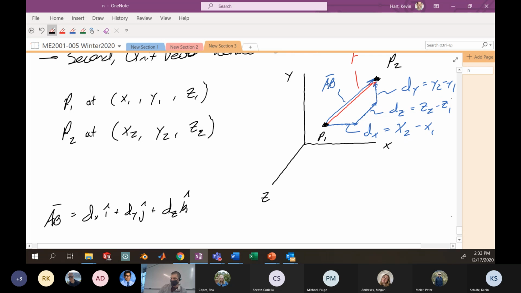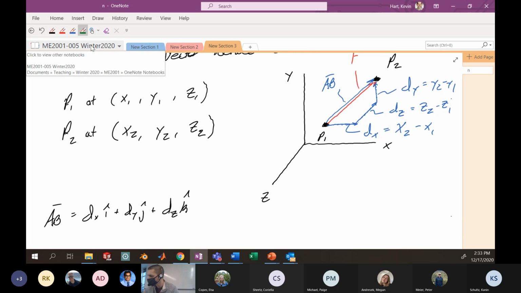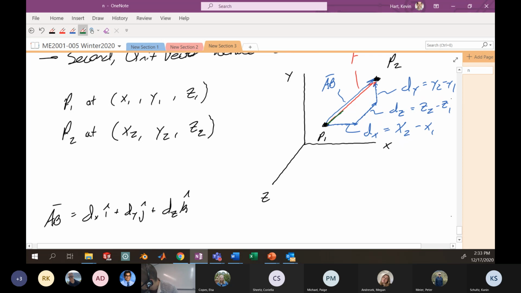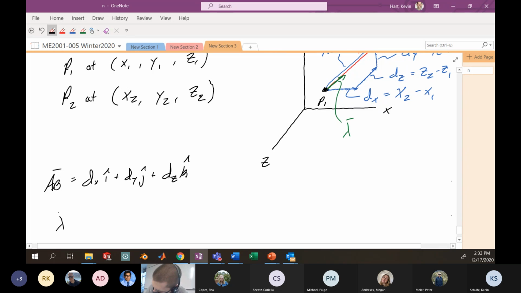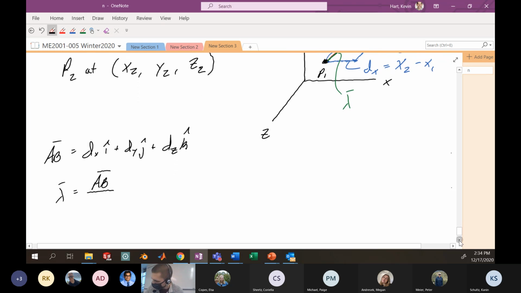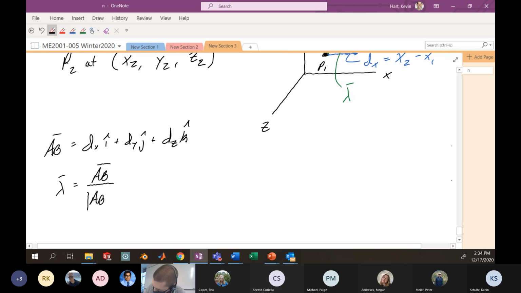And if we're able to define that particular vector, then if I took the magnitude of that vector and normalized that vector by its own magnitude, I would have a vector of magnitude 1 pointing in that general direction. So what do I mean by that? I'm ultimately after my lambda, which is a unit vector in the direction of that particular force. I could define that using that distance vector AB. To get a magnitude of 1, I need to normalize that vector by its magnitude, the magnitude of AB.